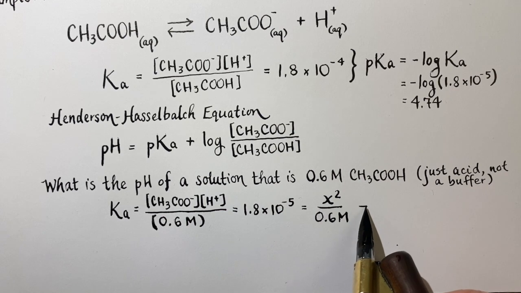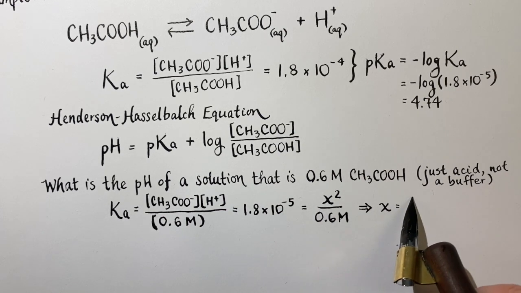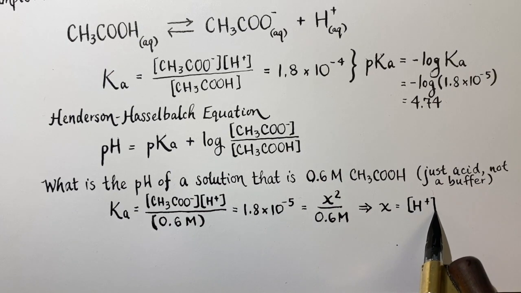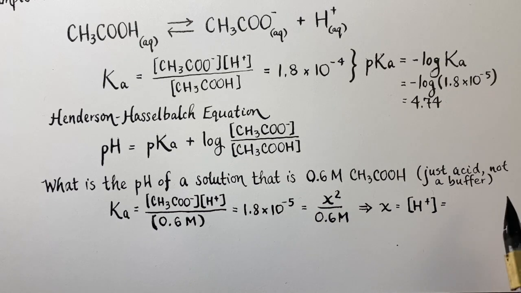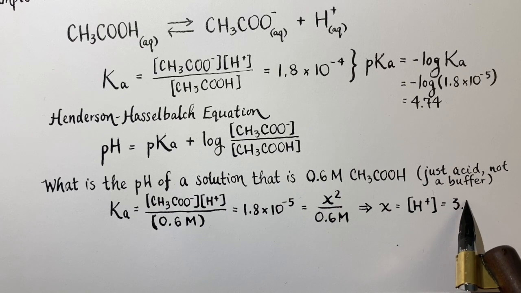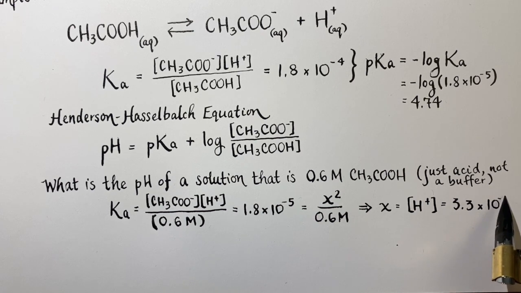And if we then solve for X and know that it's equal to H plus, we end up with it being 3.3 times 10 to the minus 3 molar.